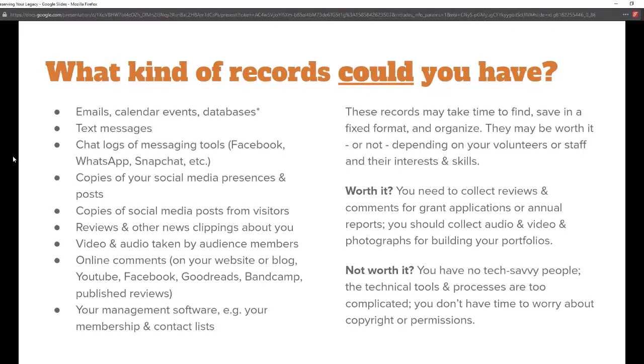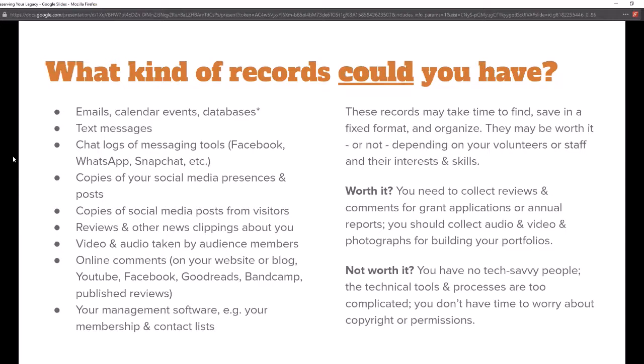Of course, you know to collect news clippings and reviews, but you should be thinking a little more broadly about what you consider to be a review. Online comments about your book on Goodreads or about your album on Bandcamp or about the videos that you post to YouTube are really, really important. These things should be captured for you.